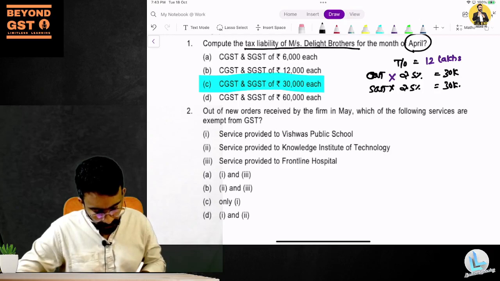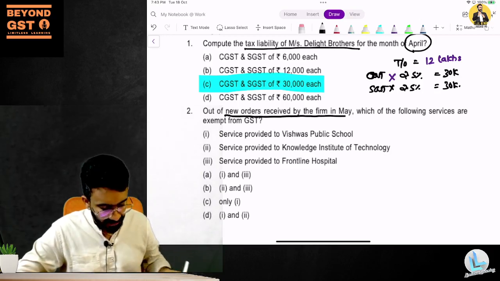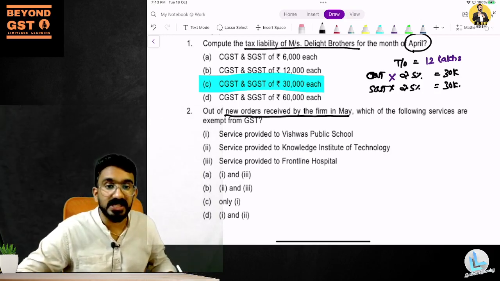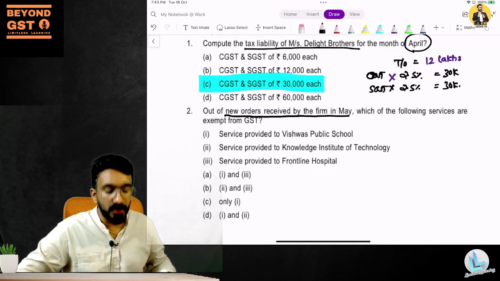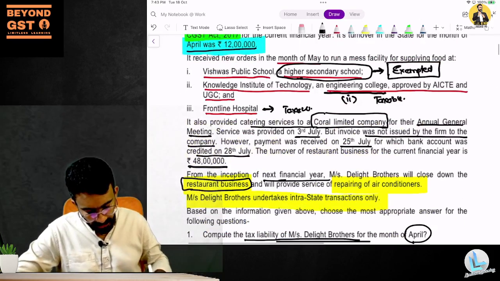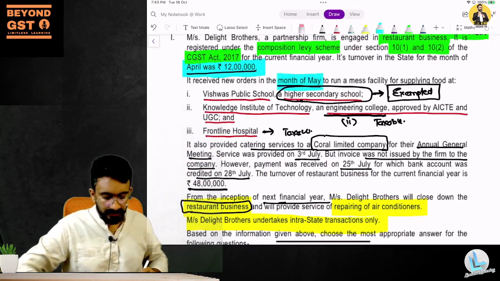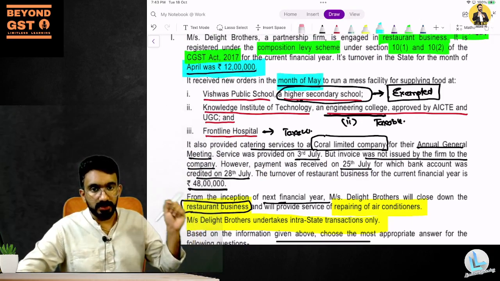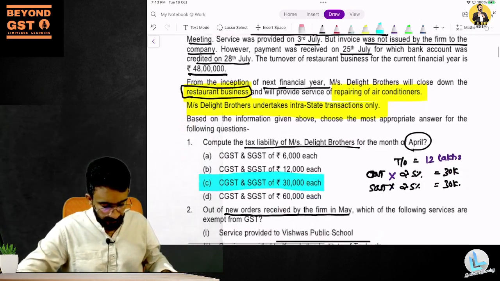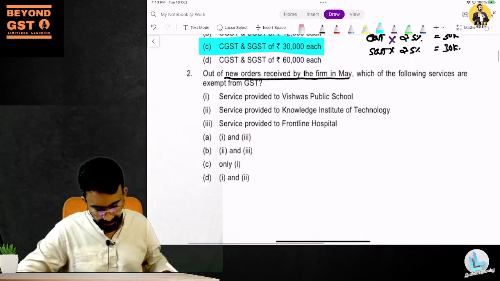Next, out of new orders received by the firm in May, which of the following services are exempt from GST? They have got new orders. How many orders in May? In the month of May, they had 3 different orders: to a school, to a college, to a hospital. They are asking which one is exempted in this case.